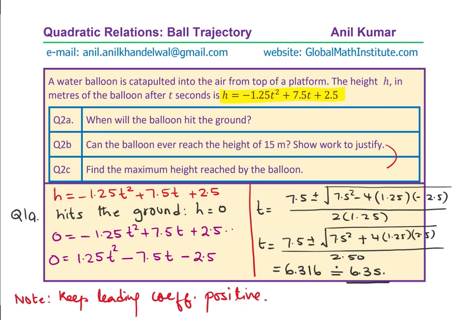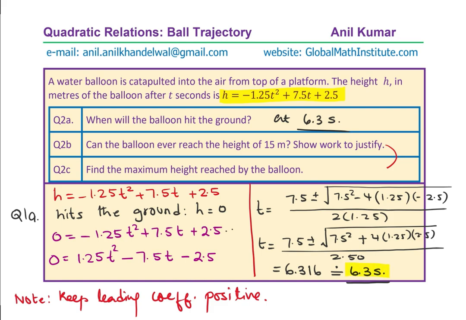So you just work out the value using the calculator as I did, right? So within the square root, work out 7.5 squared plus 4 times 1.25 times 2.5, take the square root, and then add 7.5 because we want the value on the right hand side, which is positive, and then divide by 2.5 and write down the answer. So the balloon hits the ground at 6.3 seconds, right? So that is the time it takes to hit the ground, and that becomes the answer.